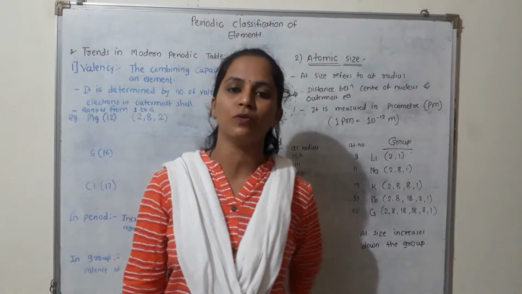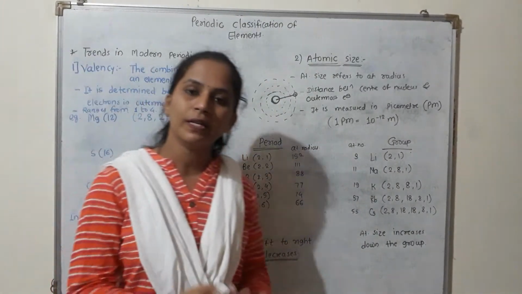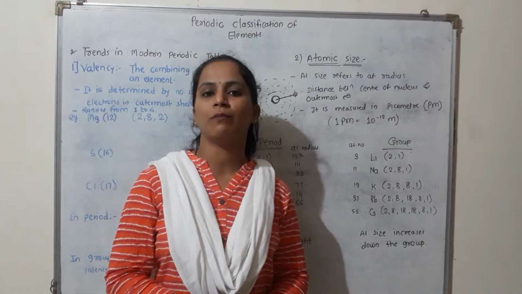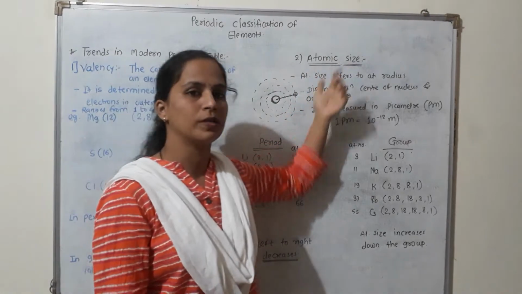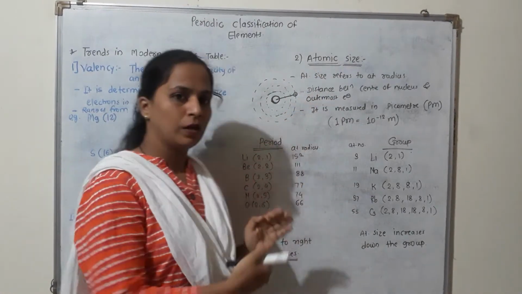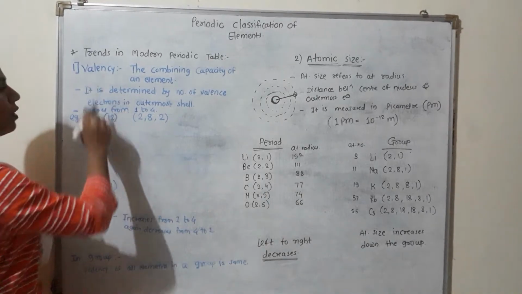So today we are going to study different trends in the modern periodic table. We will discuss two trends: first is valency and second is atomic size. We will study them one by one. So the first point is valency.